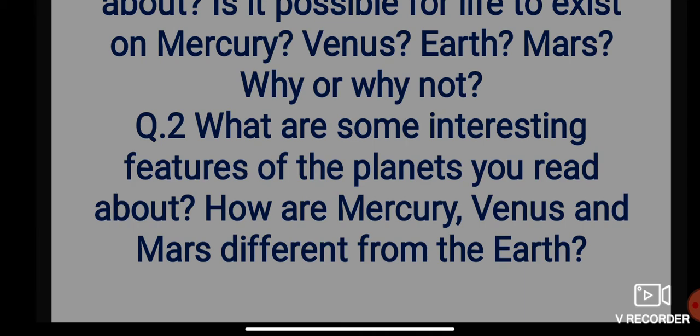So those are the special features of all the planets. Similarly, Mercury, Venus, and Mars are different from the Earth as they do not have oxygen or water on them. So that is the difference between Earth and the other three planets. They don't have oxygen, neither do they have water. So life is not possible on those planets. And that is how they are different from our planet Earth. Is that clear?